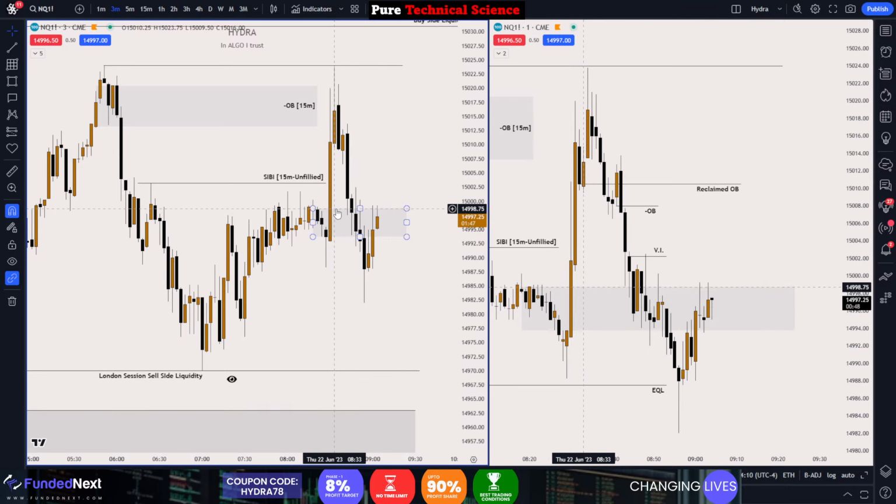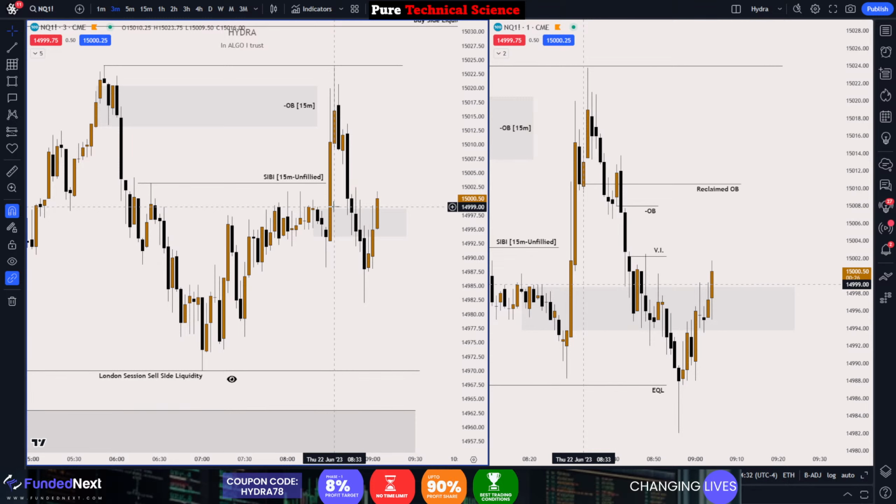Vabs is asking, if price is near equilibrium, how do you decide on the narrative, whether it will take sell side liquidity or buy side liquidity first? Okay, what you were asking, I'll have to read it again. If price is near equilibrium, how do you decide on the narrative? What equilibrium?